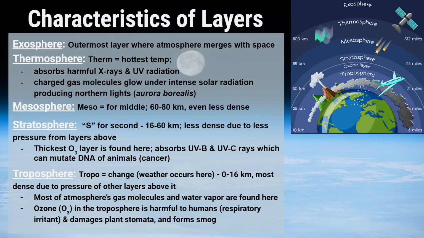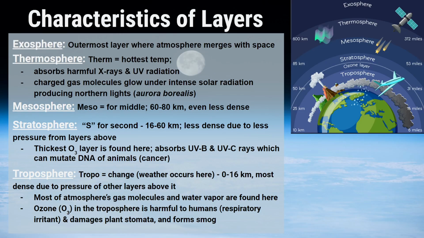Above the mesosphere, we have the thermosphere. I like to remember that therm refers to heat, and this is the hottest layer. It also absorbs highly damaging X-rays and UV rays, which is vital for life on Earth since those rays could damage our tissues and even be deadly to some organisms.